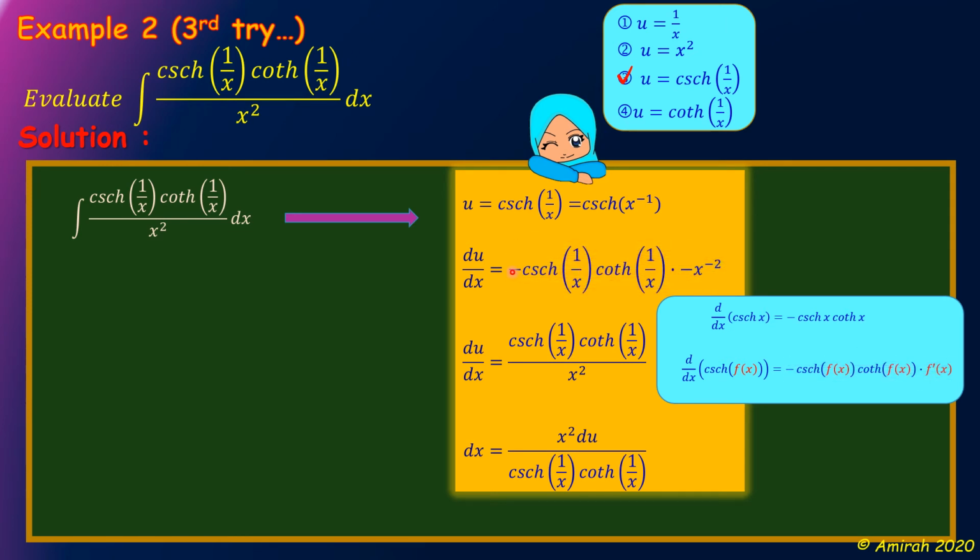And then we multiply negative and negative here, so we get positive. No need to write the positive sign. At the same time, we move down x to the power of negative 2, and using the properties of indices we get a positive exponent, so we get x squared in the denominator. After that, we write dx as the subject, so we just cross multiply. After we cross multiply, we get dx equals x squared du over cosh 1 over x, coth 1 over x.